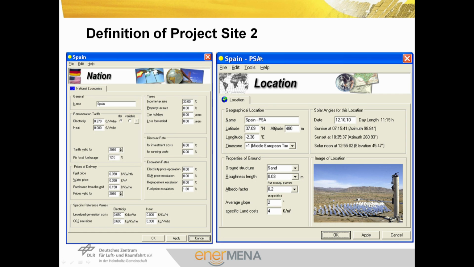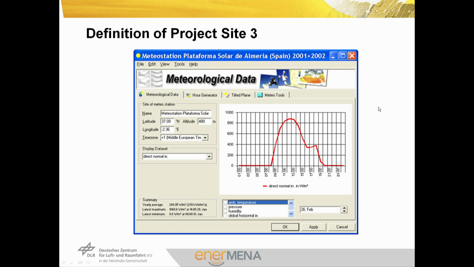On the right-hand side is a screenshot of the location window where the site for the CSP plant is defined. Main input data here are latitude, longitude, and altitude, as well as time zone, and also important for the economic calculation, specific land costs. Ground structure and roughness are not so important for CSP plants, but rather for wind energy plants. If you open the meteorological data window, you first have to load a typical dataset.